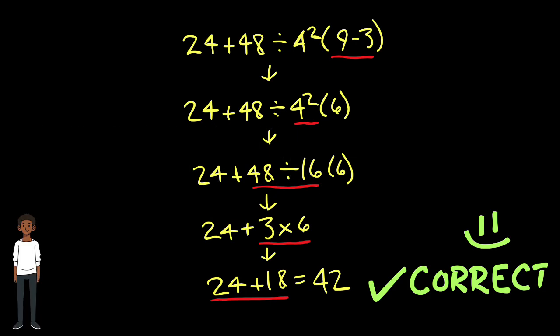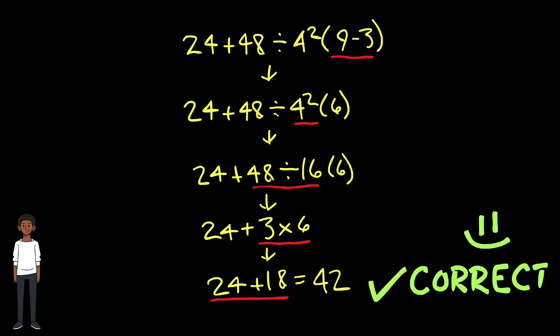Let's solve our original problem properly. 24 plus 48 divided by 4 squared times (9 − 3). Step 1. Handle the parentheses first. 9 minus 3 equals 6. The expression becomes 24 plus 48 divided by 4 squared times 6. Step 2. Handle exponents. 4 squared equals 16. The expression becomes 24 plus 48 divided by 16 times 6.